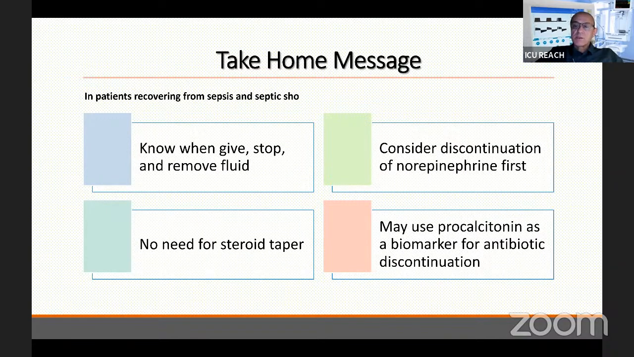Number 2, consider discontinuation of norepinephrine first, meaning weaning norepinephrine first, and then there's no need for steroid taper. You can just stop it, and you may use procalcitonin as a biomarker for antibiotic discontinuation.